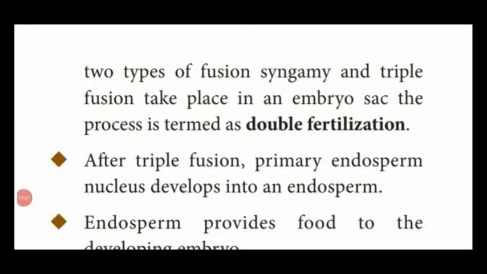So, dear students, two fusions take place inside the ovule. One male gamete fuses with the egg. That is syngamy, the fertilization. Another name for fertilization is syngamy. The other fusion is the other male gamete fusing with the two secondary or polar nuclei, which forms the triple fusion in the embryo sac. This process is known as double fertilization. That is, two fertilization processes take place in the ovule region. Then after the triple fusion, the primary endosperm nucleus develops into endosperm. The endosperm is the nutritive or food material of the growing embryo.